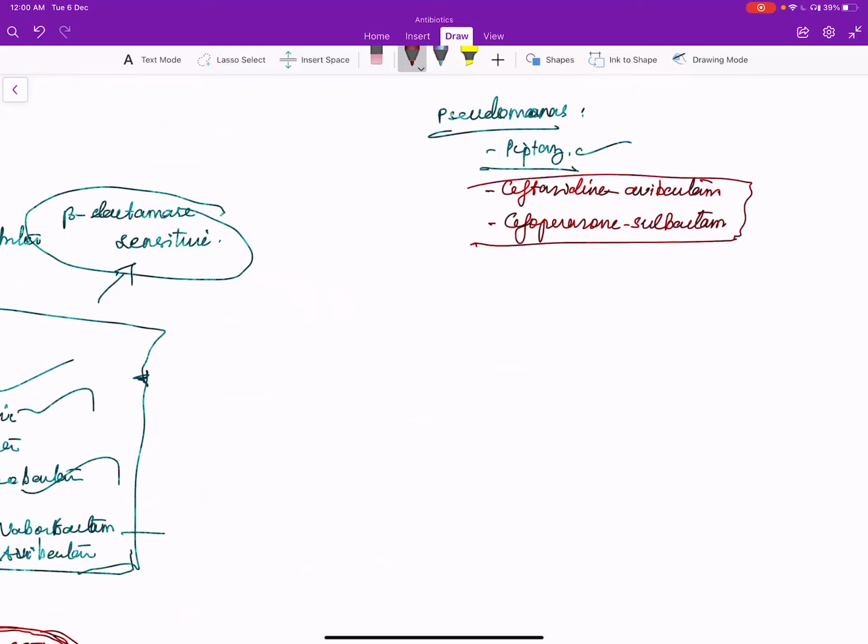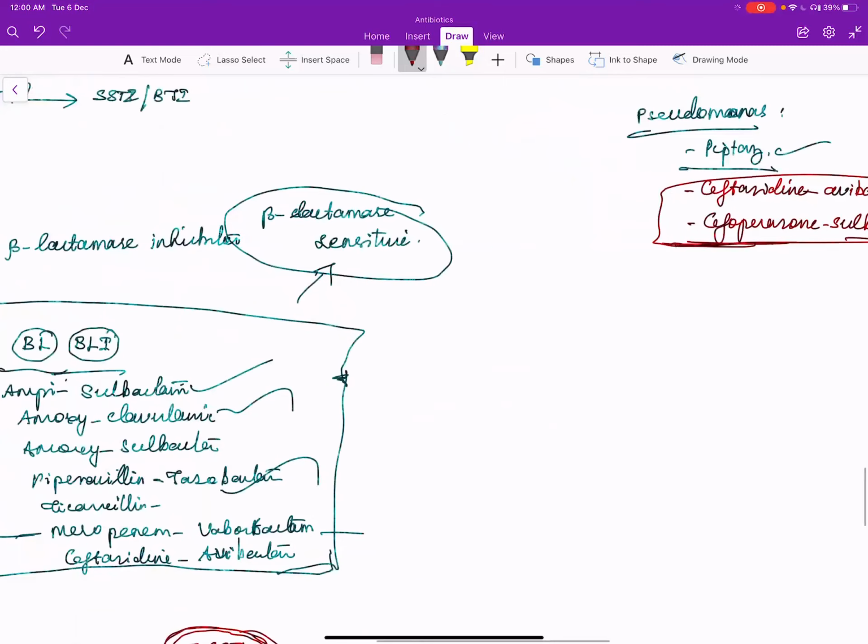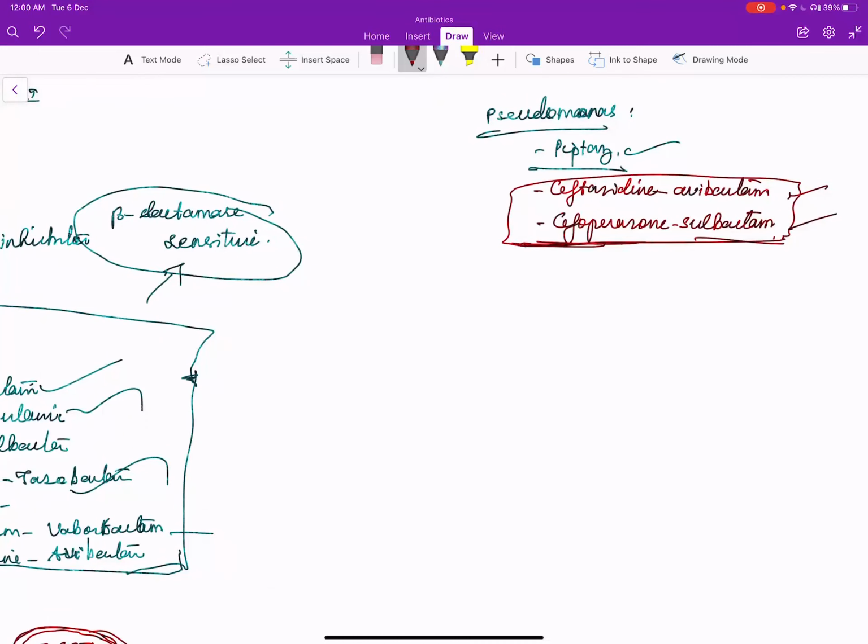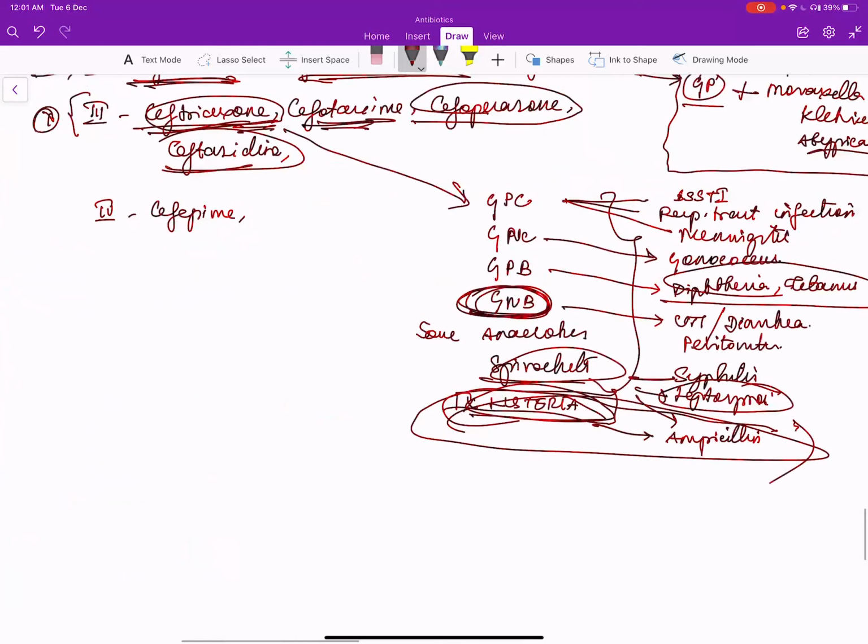Okay. So this cephalosporin beta-lactamase inhibitor combination can cover Pseudomonas. Newer editions say that cefoperazone-sulbactam does not cover Pseudomonas, and Harrison says that only ceftazidime is the third generation cephalosporin which covers Pseudomonas. But as per older books and practical experience, we still give cefoperazone-sulbactam as of now.